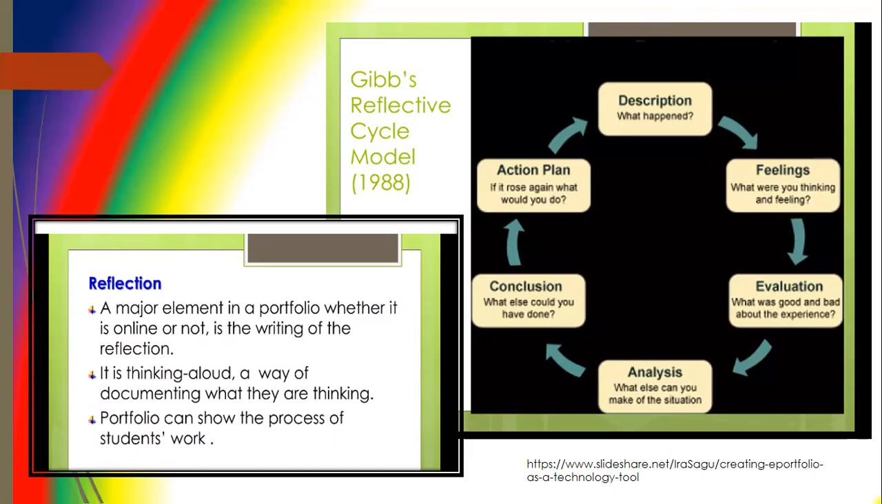So we have here the Gibbs reflective cycle model in 1988. Okay, and it started with description, wherein you will ask what happened. Then the next is feelings, that talks about what were you thinking and feeling. Okay, the third step here is the evaluation, and it answers the question, what was good and bad about the experience?